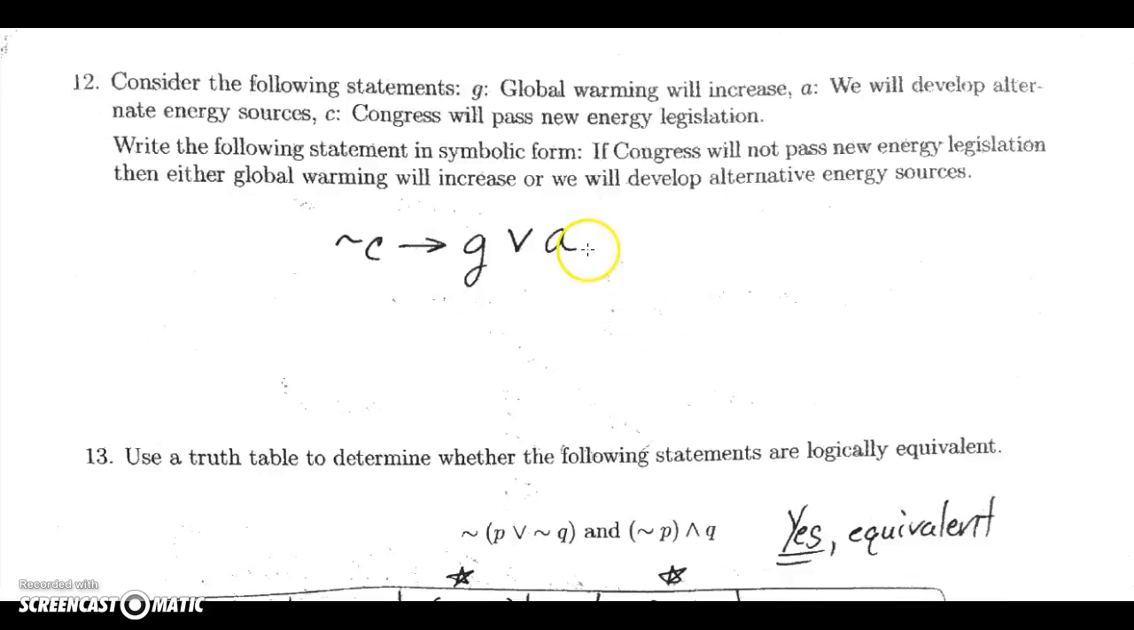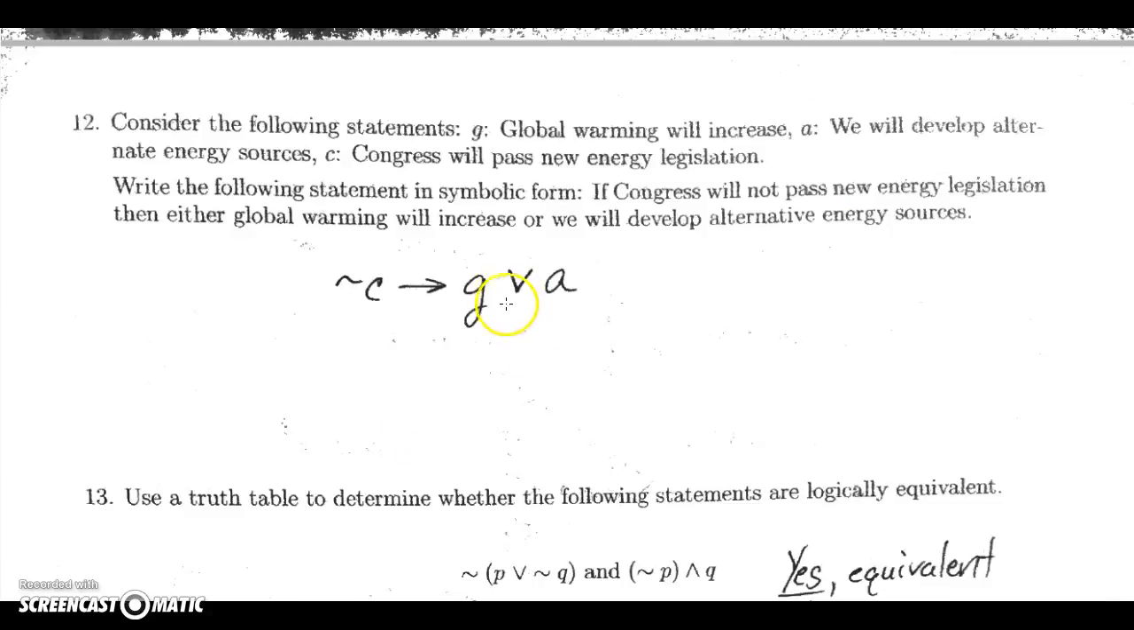Okay, we have a few statements here. If Congress will not pass new energy legislation, so we're looking for Congress passes new energy legislation right here. And so that's represented by C, but we have if they do not, so we have a not C. And we have a conditional statement here with an if and a then, so that's where the arrow comes from. And so if they don't pass the legislation, then either we'll have global warming increase or we will develop alternative energy sources. So that's how we get the G or the A here.